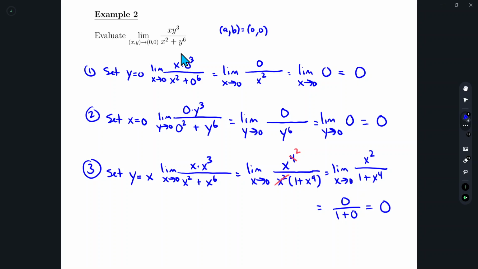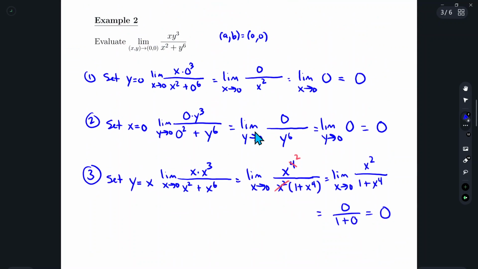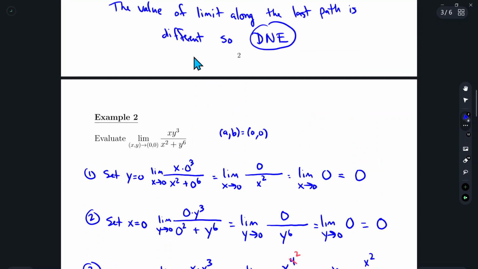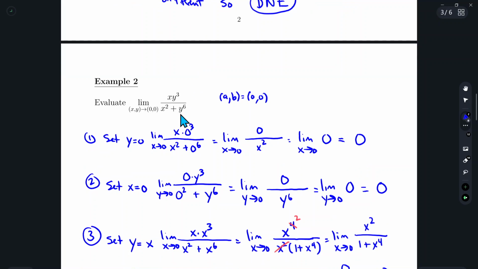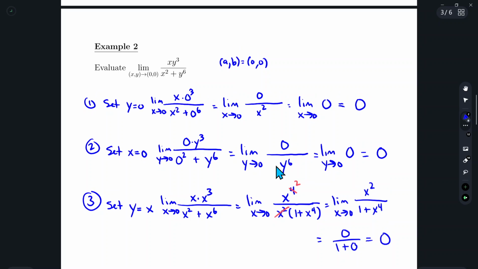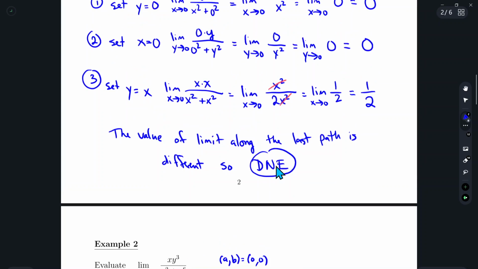However, that's not really the case. So why is that? Trying all these things is going to be somewhat tedious, and we don't really have an idea of how to find the right path that's going to have a different value, right? So let's try to compare what's going on here with the previous example to see if we can get some insight.